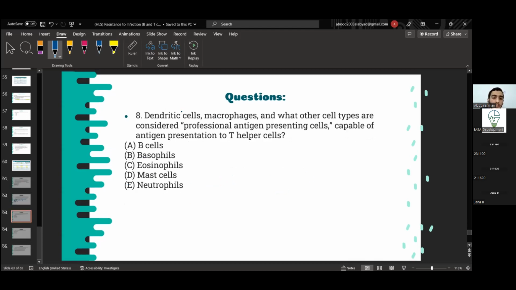Okay. Next question. Dendritic cells, macrophages, and what other cell types are considered professional antigen-presenting cells capable of antigen presentation to T helper cells?